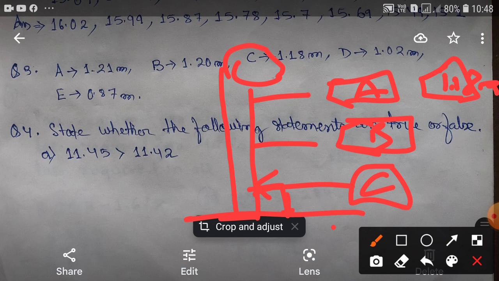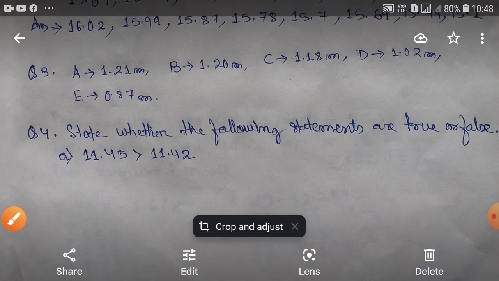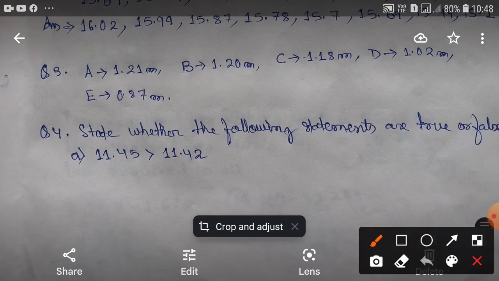So in the A position we will give the highest number, that is 1.21 meter, and in the B position, which is the second position, 1.20. Then in the same way you will keep on giving the numbers: in C, 1.18 meter, then D 1.02 meter, and E 0.87 meter.